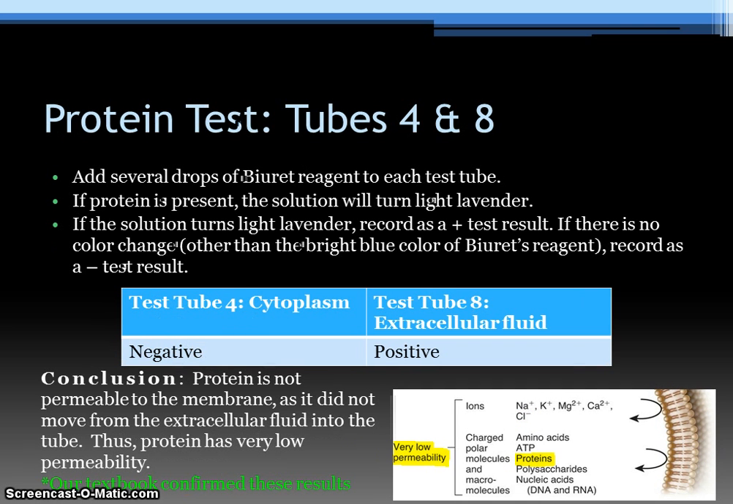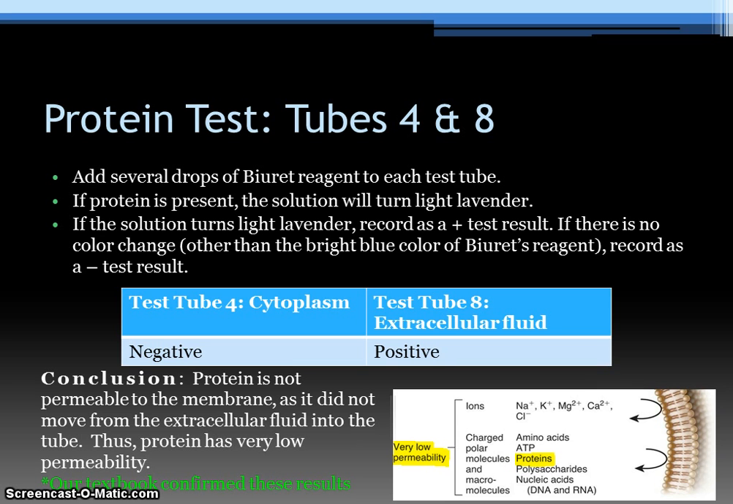Lastly, we would have performed our protein test on test tubes 4 and 8, and test tube 4 would have tested negative, while test tube 8 would have tested positive. And our conclusion for this test is that protein is not permeable to the membrane, as it did not move from the extracellular fluid from the beaker into the tube. Thus, protein has a very low permeability.